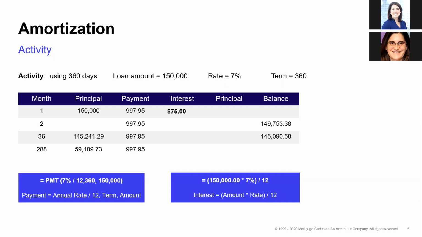And so the balance of that, what's my principal? $997.95 minus the $875 in interest, whatever's left over is what goes to principal, right? So only $122.95 went to principal. So what's my balance after my first payment? Very good. Yep, you got it.